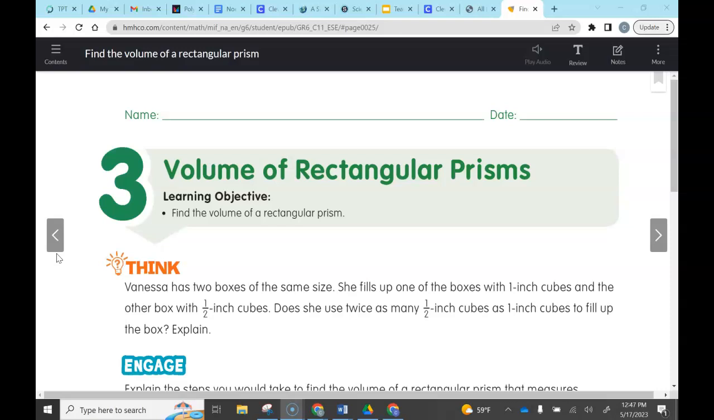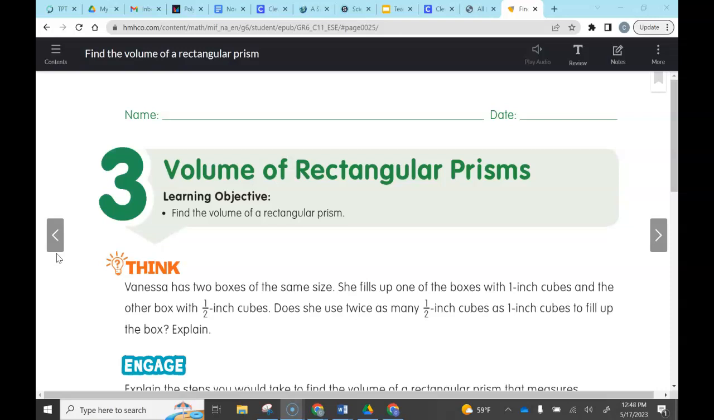Now what you'll need to do is get out your Math in Focus book and turn to page 237. Get out your math journal, pencil, and calculator. Now the goal for this video is for you to be able to find the volume of a rectangular prism.